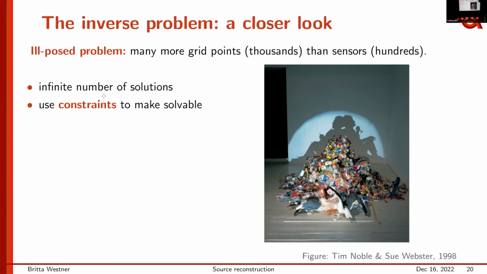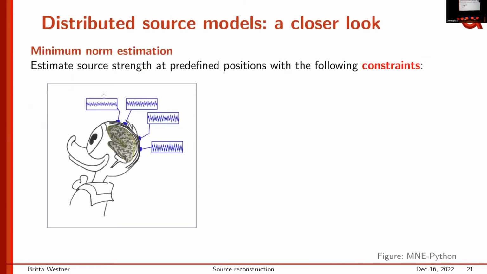So to make this solvable in an anatomically plausible way, we use what are called constraints. We add extra constraints to our solution that will minimize the space of possible outcomes. And those constraints could be, for example, the smoothness or the source strength of your solution. And this is exactly what distributed source models do. They pose constraints.